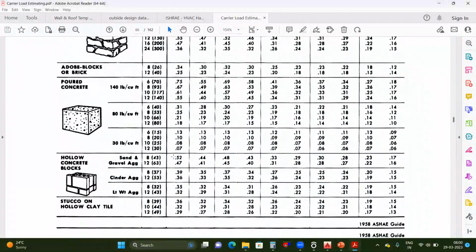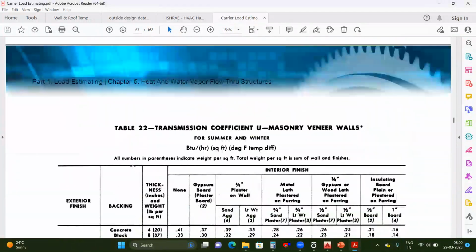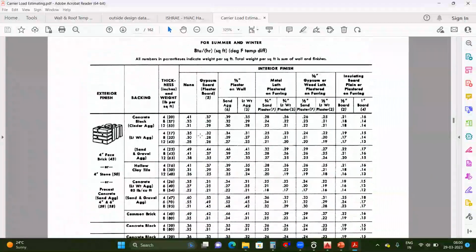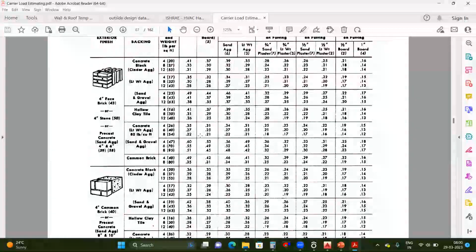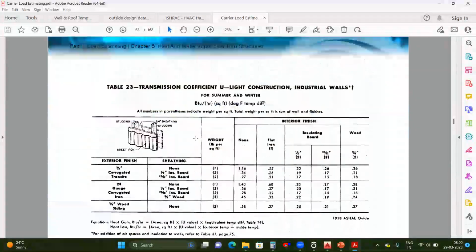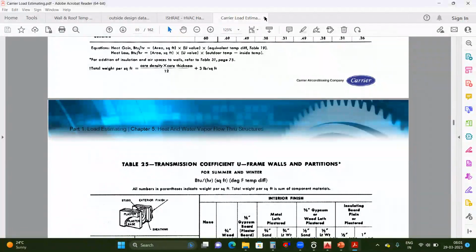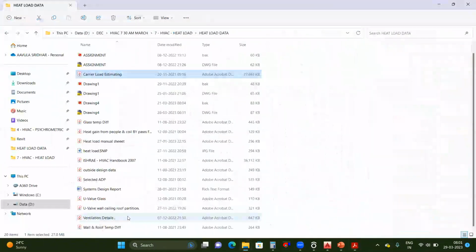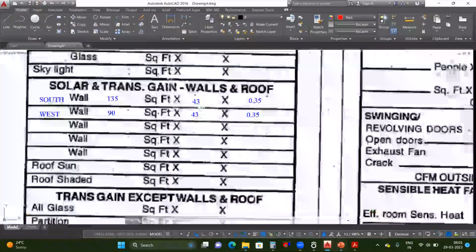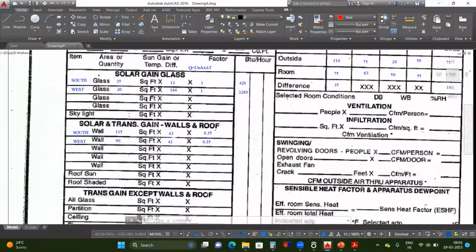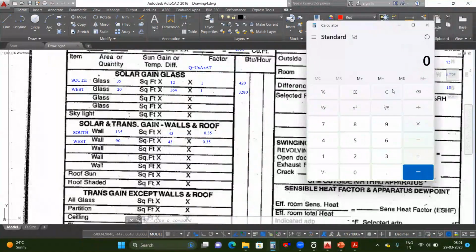Okay, stone. In this book, which I have uploaded also, you can check. All kinds of U values are available in this. Fine, so we have done the wall side also. We only need to multiply this, and we will get the BTU per hour.